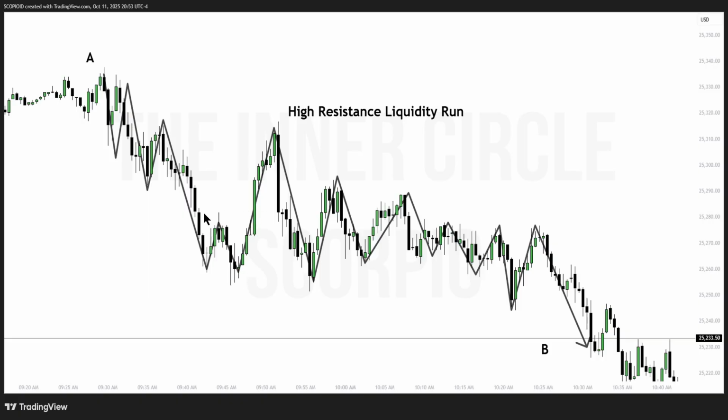Now some people will think this is a break of structure, so we have to go above here. No, it went down, up, down, up, down, up, make a high, then down. So this is a lot of back and forth. So when you see these kind of movements in the chart, you should stay away from them. Maybe skip a day on the trade, because high resistance liquidity runs are very stressful.